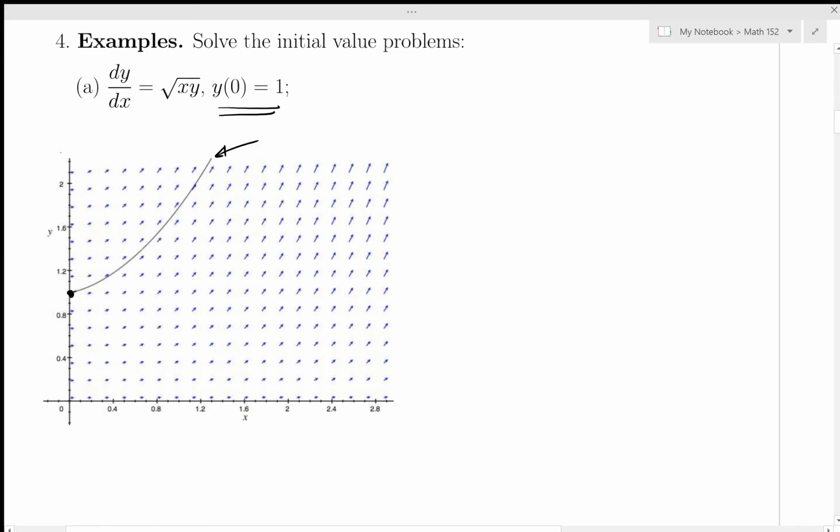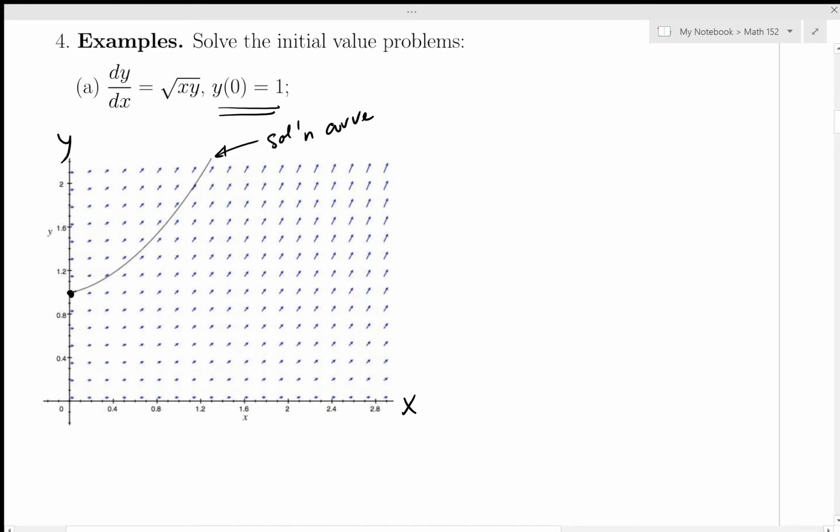This is y versus x, and this is the solution curve. Whatever function we find this to be, it will look like this black line. The initial condition allows us to choose that particular solution curve amongst the family of solutions that we could see here on the slope field.